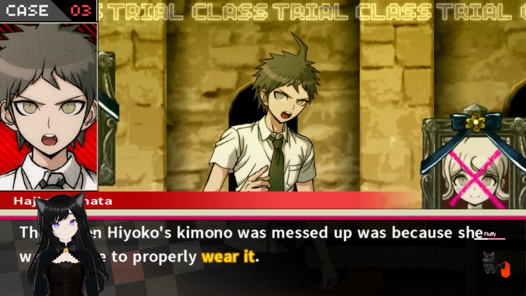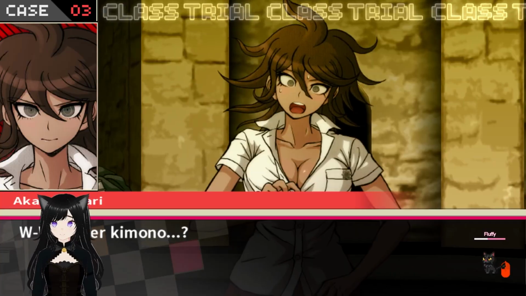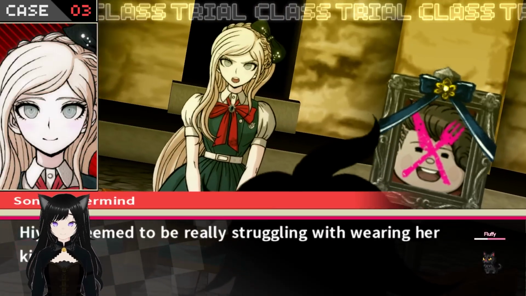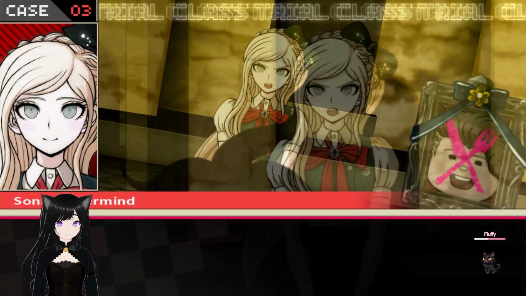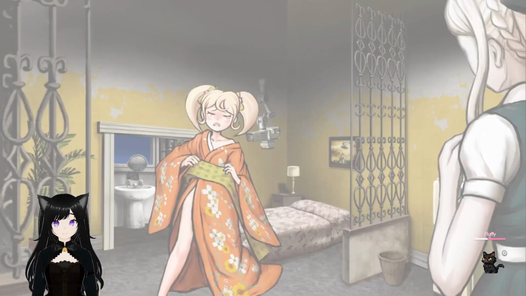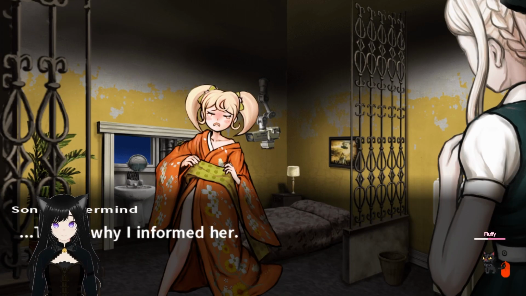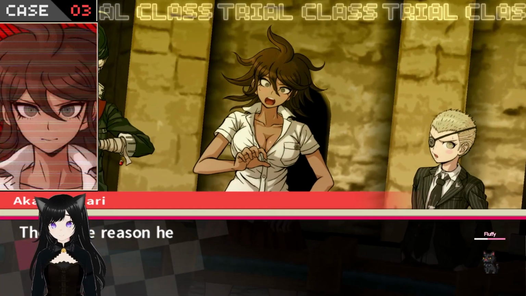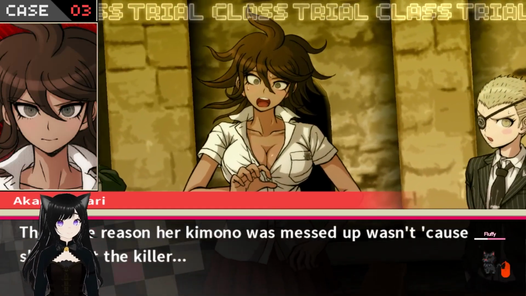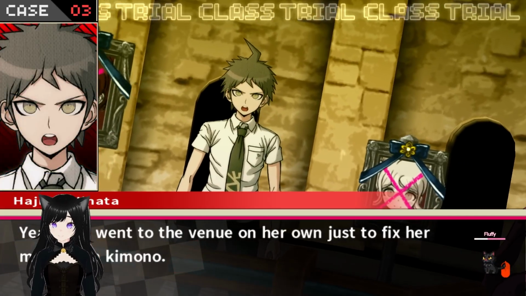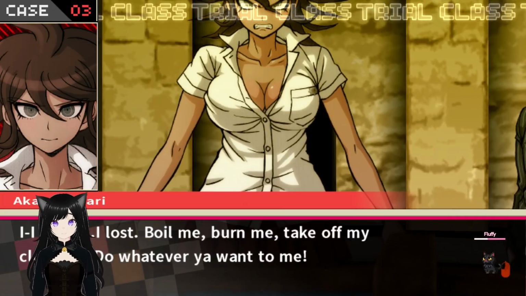It was because she wasn't able to properly wear it. Right. Wear her kimono? Right. Yeah, it's also the reason why she decided to go out on her own. Yes. Hiyoko seemed to be really struggling with wearing her kimono. I believe that was one of the reasons she locked herself in her room. Yes. That is why I informed her. I told her that there was a full-length mirror at the music venue, and I suggested that she use it. And apparently she chose to. Then the reason her kimono was messed up wasn't because she fought the killer. Right. Yeah, she went to the venue on her own just to fix her messed up kimono. Mm-hmm. I get it. I lost.